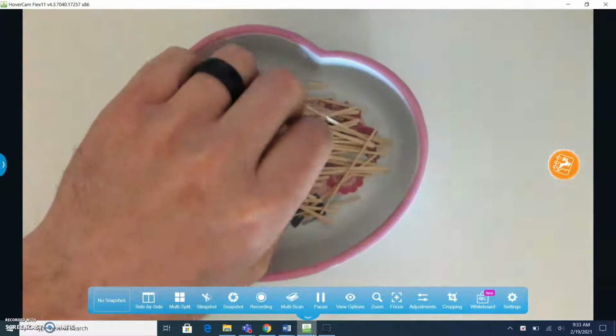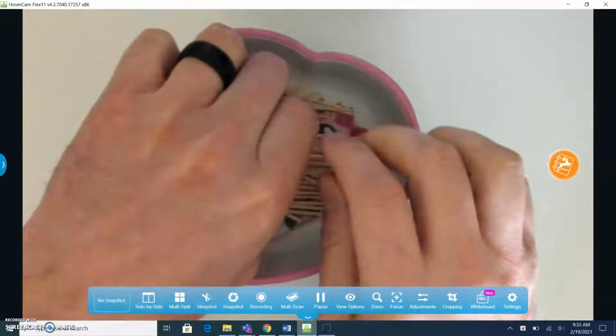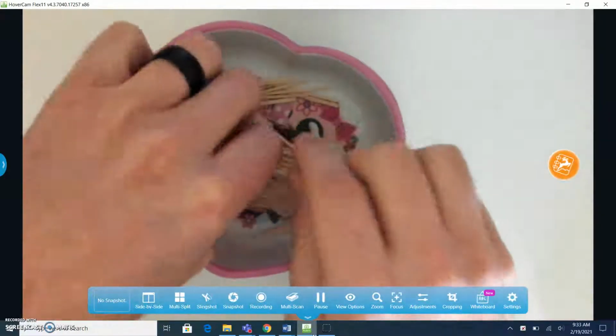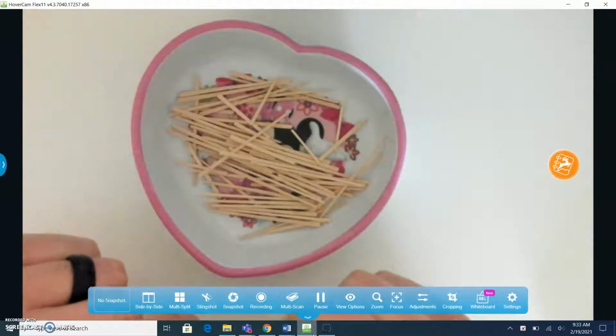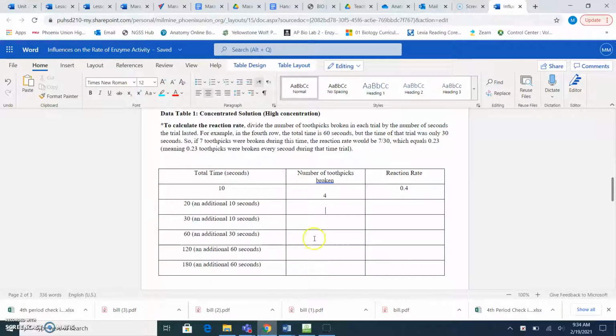On my mark, on my set, go. 1, 2, 3, 4, 5. Broke 5. So you can go again to our data table, 5. The rate would be 5 divided by 10 seconds, not 20, 10 seconds. So 0.5 is my rate. So my rate got a little bit faster. We're going to go another 10 seconds.